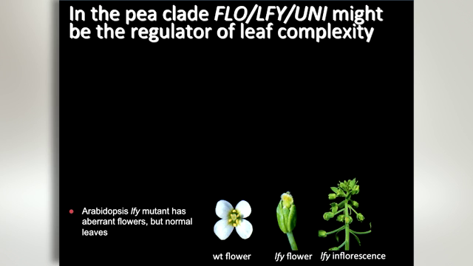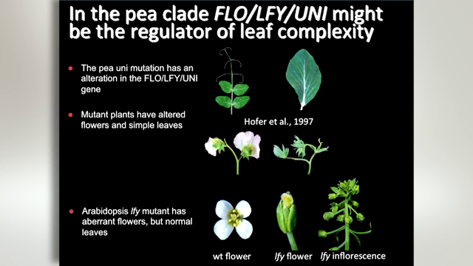A little before that, work done in Julie Hofer's lab at the John Innes had shown that LEAFY might be regulating leaf complexity in peas. So just a little aside on LEAFY: in Arabidopsis, leafy mutants have aberrant flowers, but their leaves are pretty normal. And LEAFY is supposed to regulate floral complexity, or inflorescence determinacy, if you will. So Julie showed that in pea, when LEAFY is mutated, the flowers are aberrant, as you see in Arabidopsis, but the leaves become simple.